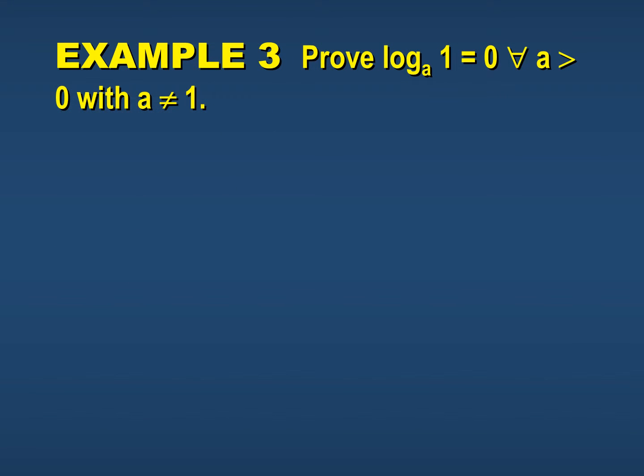By converting between log and exponential, you have a proof that log base a of 1 equals 0. Because if you were to rewrite log base a of 1 equals 0, that would be a to the 0 power equals 1, which is true. So that proves that log base a of 1 equals 0.